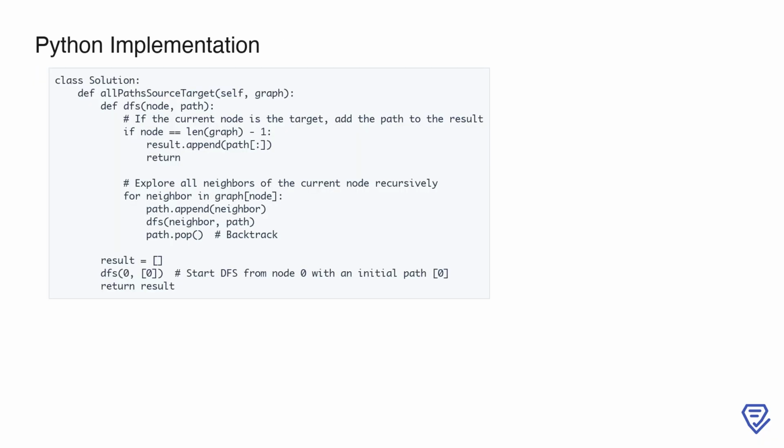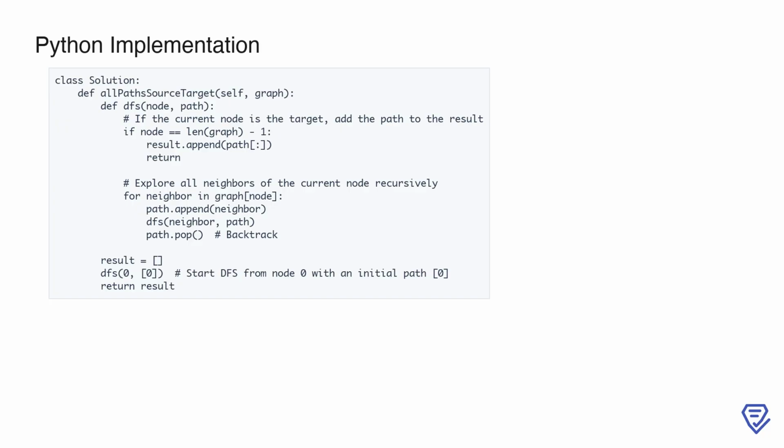This Python implementation solves LeetCode problem 797, all paths from source to target, using a depth-first search (DFS) approach to explore all paths in a directed acyclic graph (DAG). We begin by defining a class Solution with a method allPathsSourceTarget. The method takes a single input, graph, which is a list of lists representing the adjacency list of the DAG. Each node has a list of its neighbors that can be directly accessed.